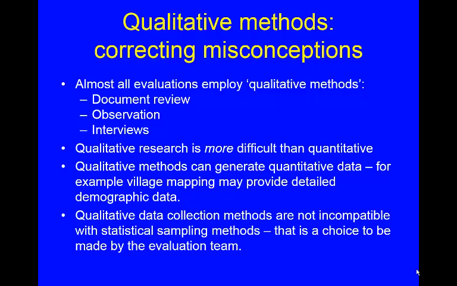A point which I find very hard to get across is that qualitative data collection is not incompatible with statistical sampling. I recently undertook a very large-scale survey in China where we used statistical sampling techniques to take a sample of around 3,000 households, and the main purpose there was to find among those 3,000 households a number with serious illness, and we then use qualitative techniques in order to gather information about those households with serious illness.